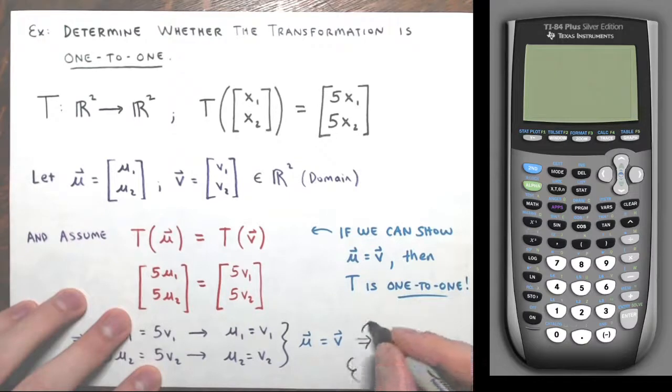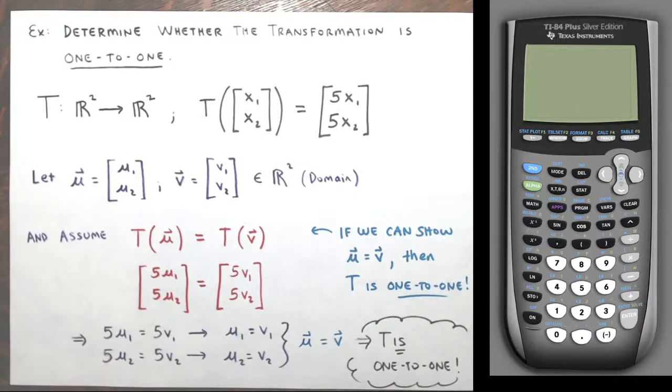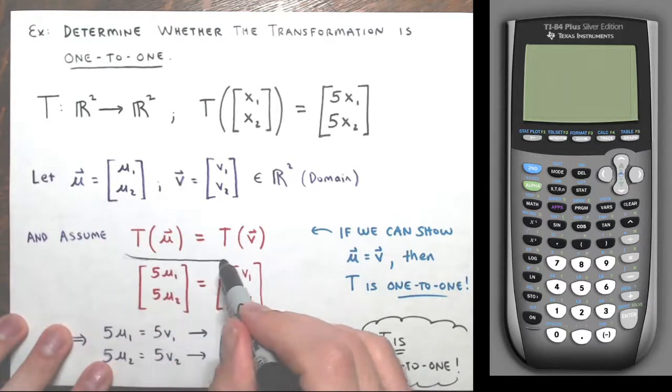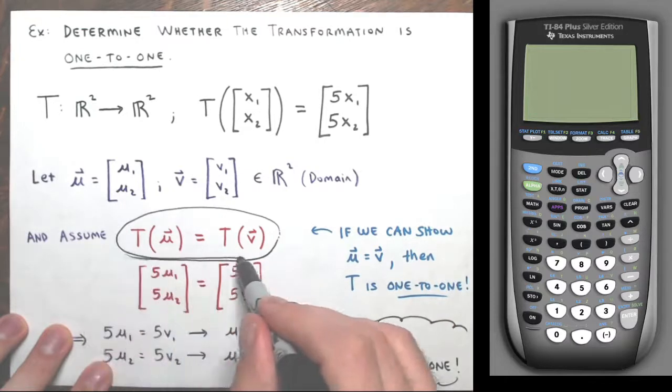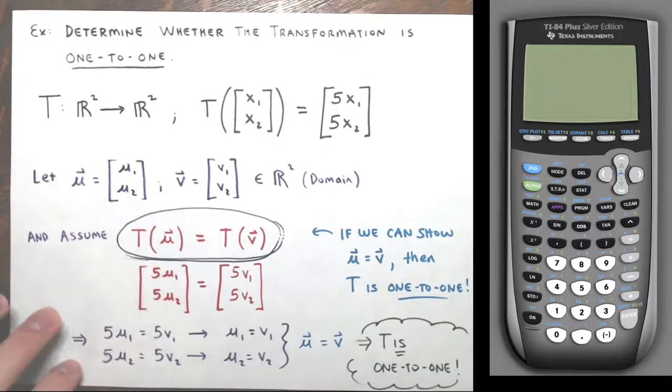Great, and that's really all we're doing. Again, that one was simple. It's not always that simple, but it can be, as you've seen. But this is what I'm trying to do. I'm going to start with a couple generic vectors from the domain, assume their images are equal, and then try to show that the inputs would also be equal. And then you'd have a one-to-one transformation. Again, if you can't show this, then you might want to try to find a counter example: find two different vectors from the domain that have the same output, and therefore T wouldn't be one-to-one.